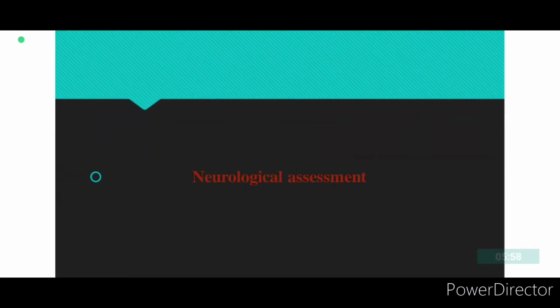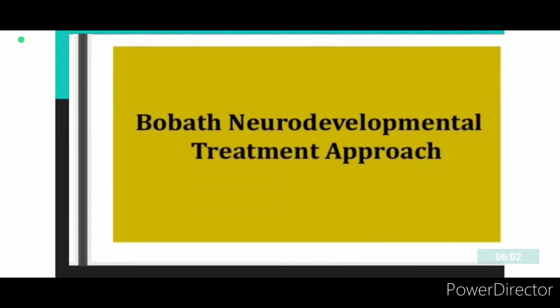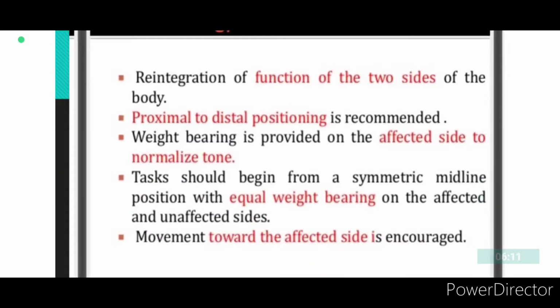neurological assessment. Bobath neurodevelopmental treatment approach. First, reintegration of function of the two sides of the body.